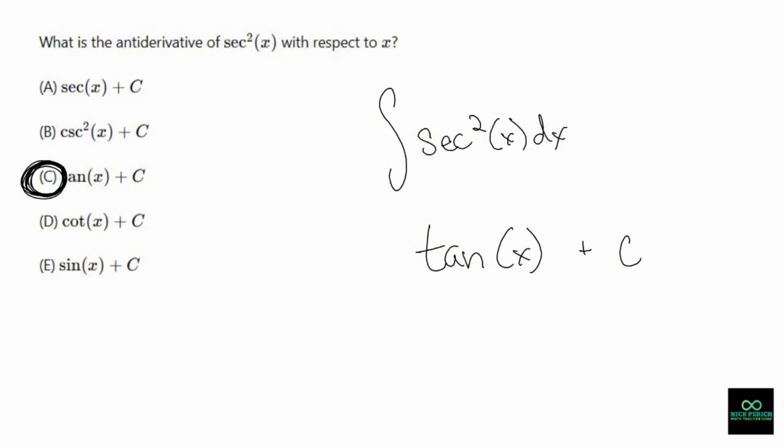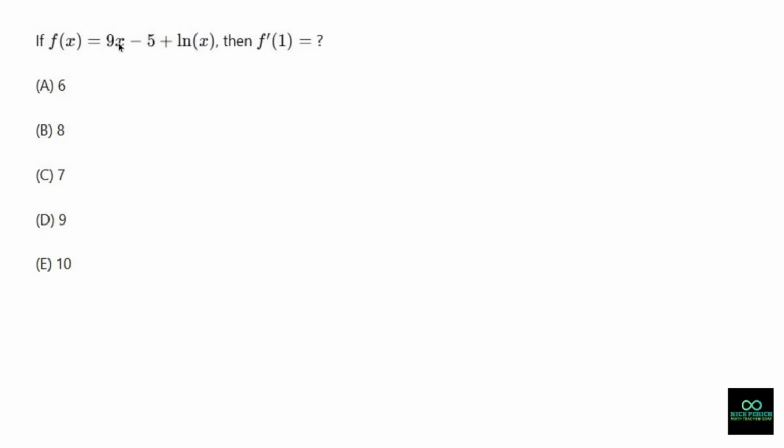Hope this helps. If f of x equals 9x minus 5 plus ln of x, then find f prime of 1. This is asking you to take the derivative, and then once you take the derivative, you plug in 1 and see what number you get. Now, we've got three things going on here.